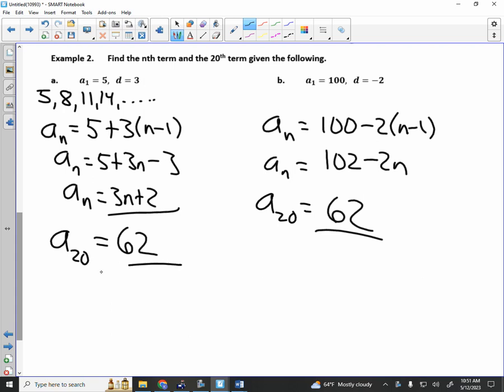Allie had noticed it happens to be the same as the first one. Think that's a coincidence? We call this the rule of 20. The rule of 20 says that the a sub 20 term for any sequence is always magically 62.